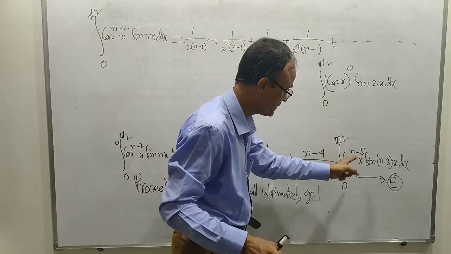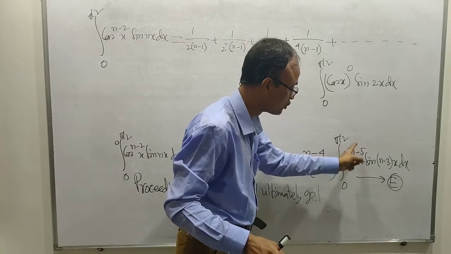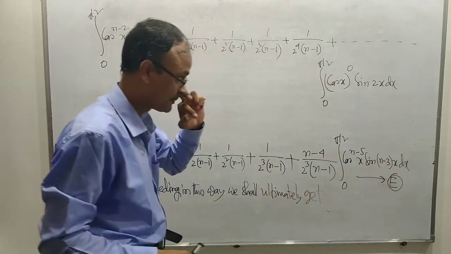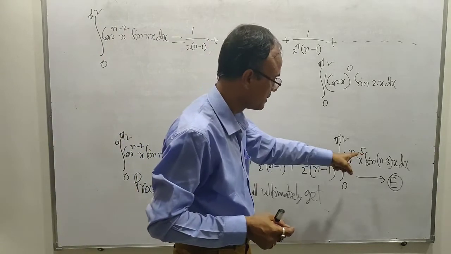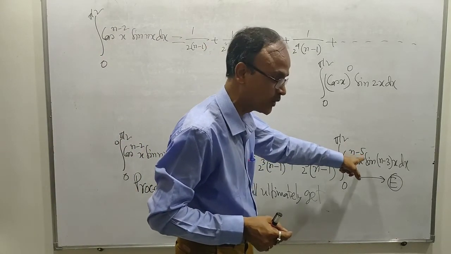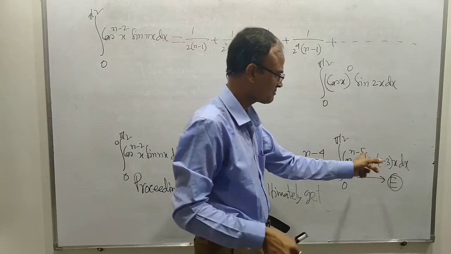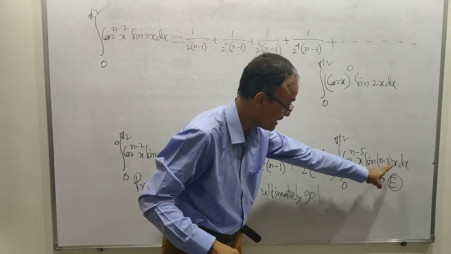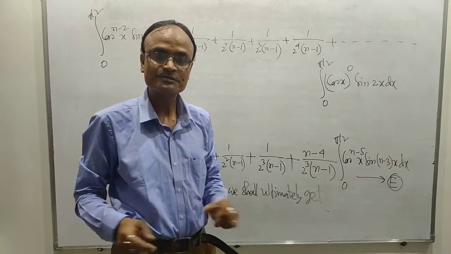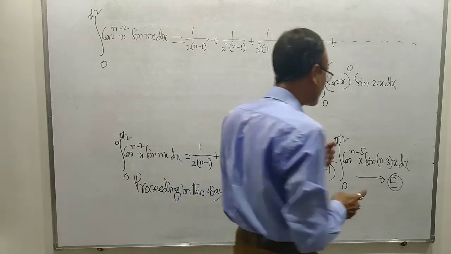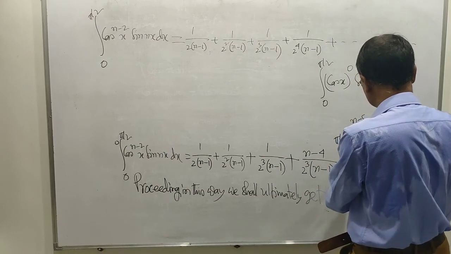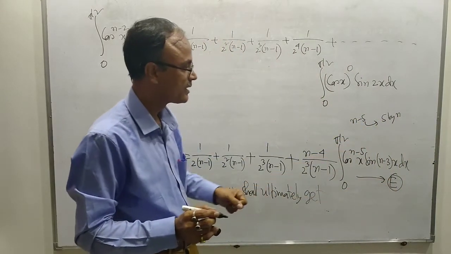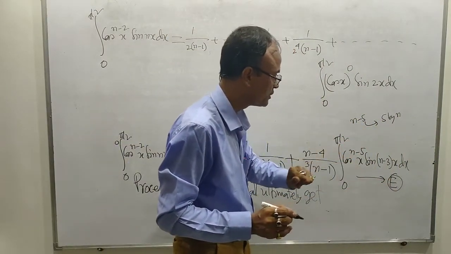When you put n is equal to 5, then you will get cos x whole to the power 0 and sin twice x. In other words, you have replaced 5 by n, and you have replaced this 3 by n minus 2, right? Then you will get cos x whole to the power 0.